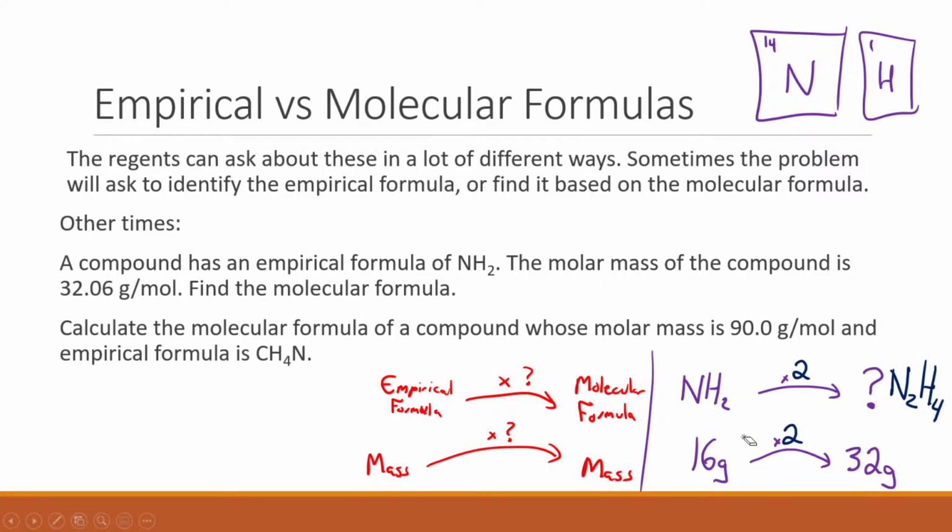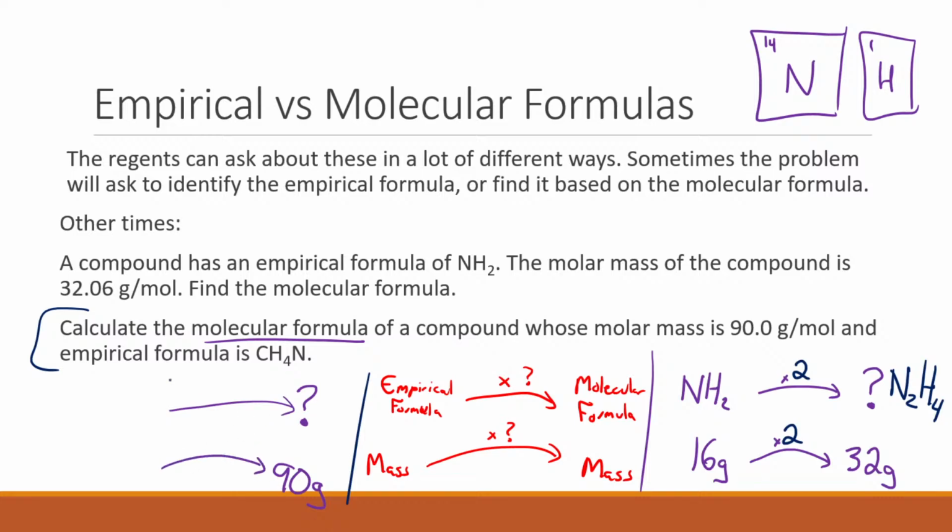So let's take a look at this practice problem. We're going to set it up in purple again. Again, they're saying calculate the molecular formula, so we need to find the molecular formula of a compound whose molar mass is 90. Okay, so they gave us the mass of the compound. And the empirical formula is, sorry, CH4N. I know how to read, I promise. Now I'm going to add this piece of information up top for you. And I want you to take some time and see if you can solve this out.